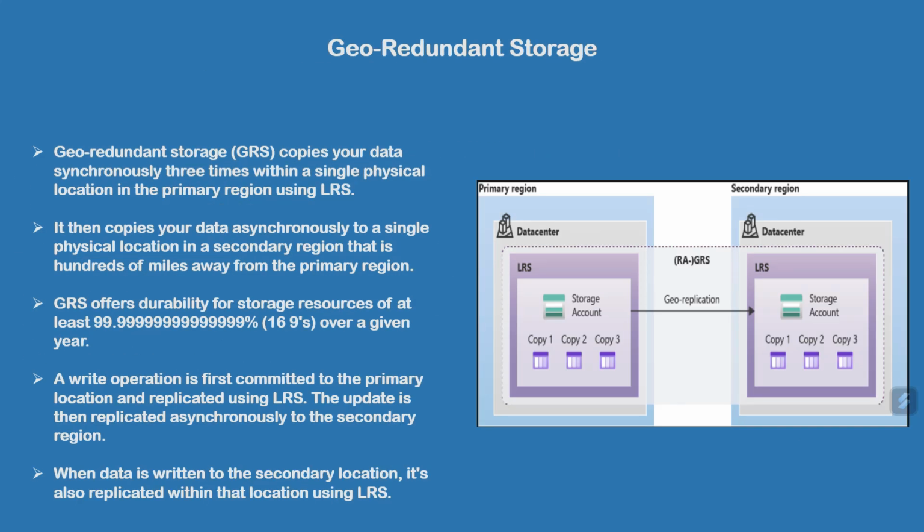So geo redundant storage copies your data synchronously 3 times within a single physical location in the primary region using LRS. So first of all, it utilizes LRS in the primary region. Then it copies your data asynchronously to a single physical location in the secondary region that is hundreds of miles away.